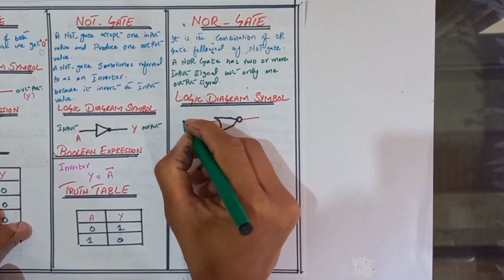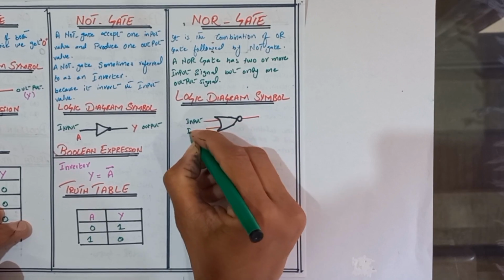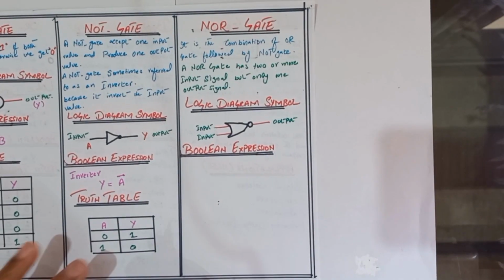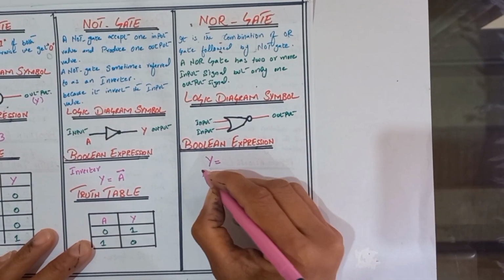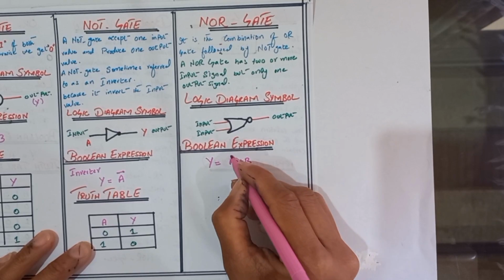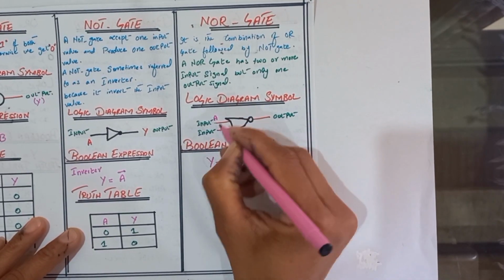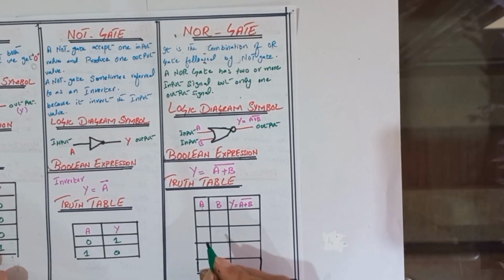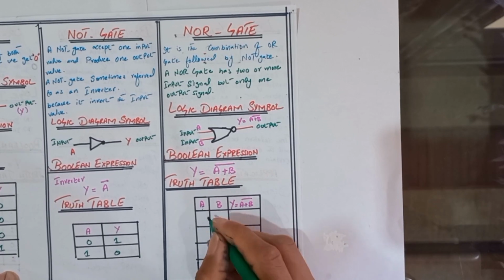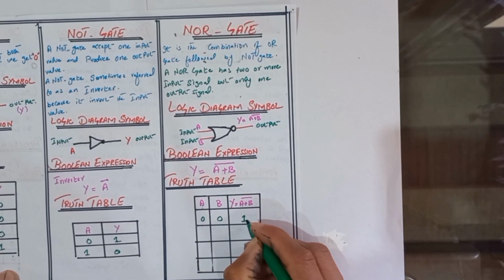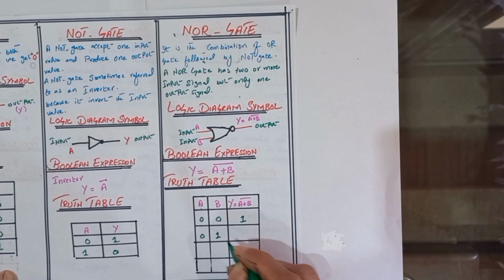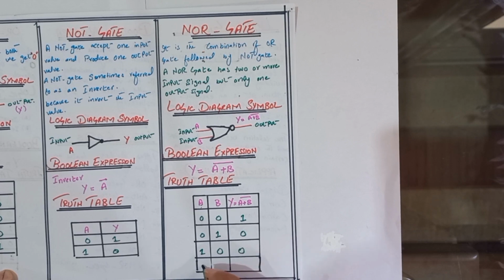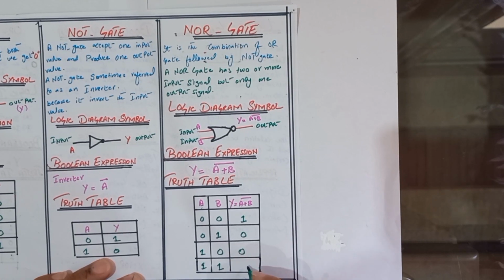The NOR gate also has two inputs and one output. The Boolean expression is denoted by output Y, with inputs A + B and a bar over it. So if the inputs are A and B, the output is Y = (A + B) bar. Now we discuss the truth table of the NOR gate. If both inputs are 0, the output is 1. If the inputs are 0 and 1, the output is 0. If the inputs are 1 and 0, the output is 0. If the inputs are 1 and 1, the output is 0.